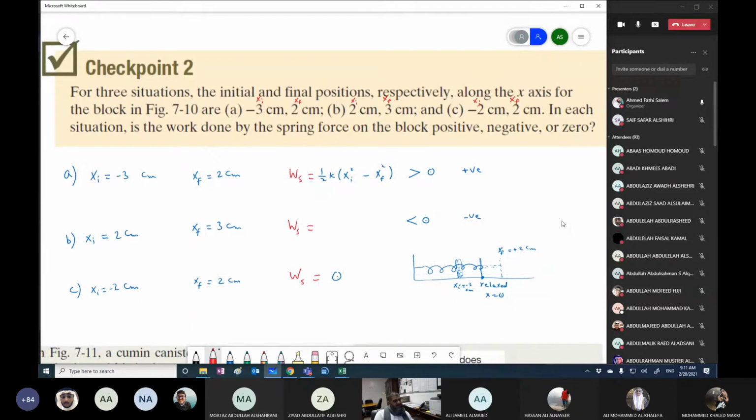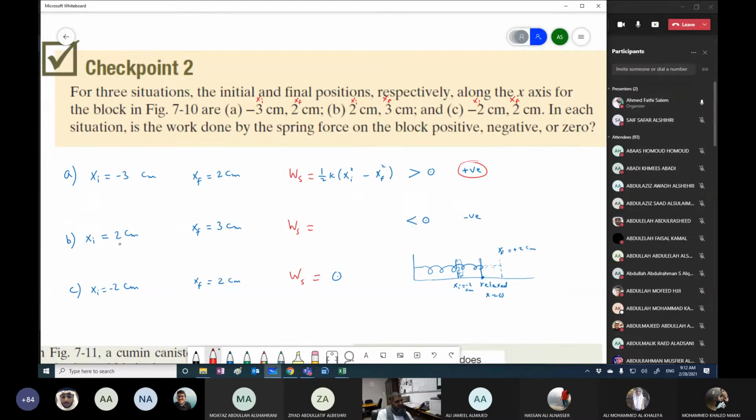Okay. في الحالة الأولى x initial is -3, x final is 2. Work done by the spring is 1/2 k (x initial square minus x final square). طبعا this will be squared, هطلع لك positive, وهذا squared, but this will be 9 minus 4, which is greater than 0. معناها the work done by the spring will be what? Will be positive. The work is positive.